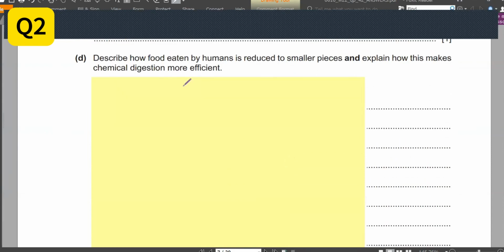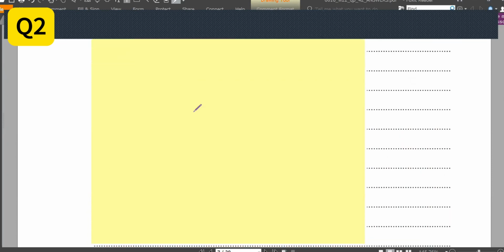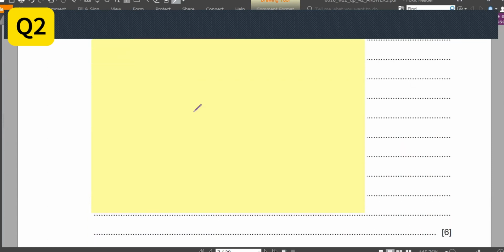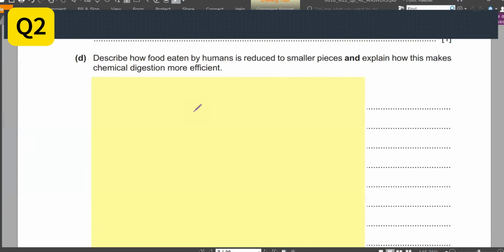Next, this is a long response question. We can see that it is a 6-point question. What we are required to do here is describe how food is eaten by humans, how food eaten by humans is reduced to smaller pieces, and explain how this makes chemical digestion more efficient.